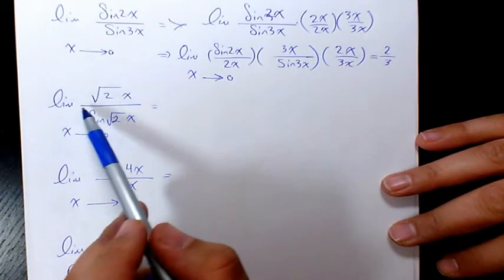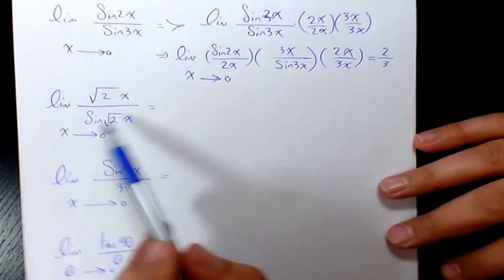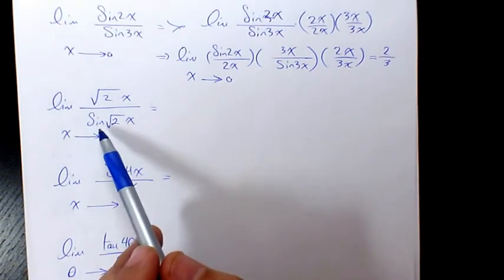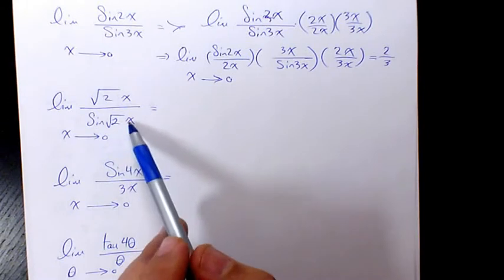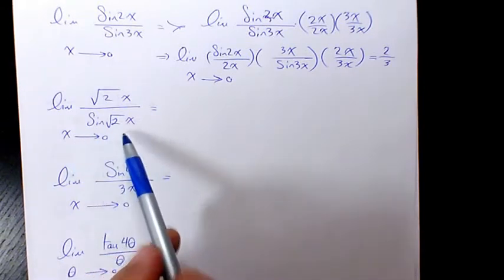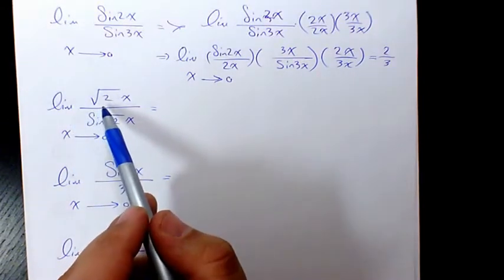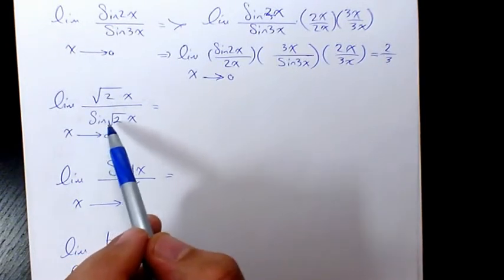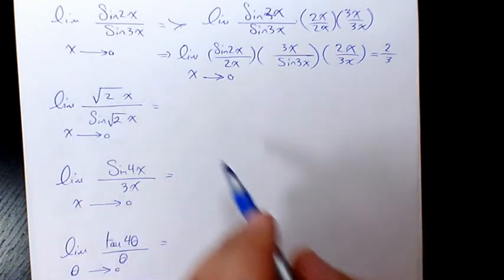Next one, limit of square root of 2x over sine of square root of 2x when x is approaching 0. And since here we have square root of 2x and here we have sine of square root of 2x, the answer is going to be 1.